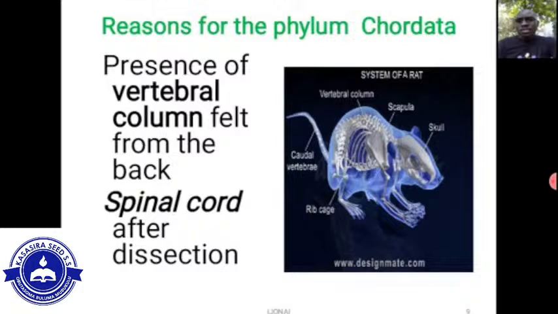Another reason for phylum Chordata is the presence of the vertebral column, and this one you can feel from the back. And for the spinal cord particularly, you can only see that one after you have dissected. So you can see that in the infrared image, where it exposes where the vertebral column is and how it looks, and that is exactly where it is located in the rats.